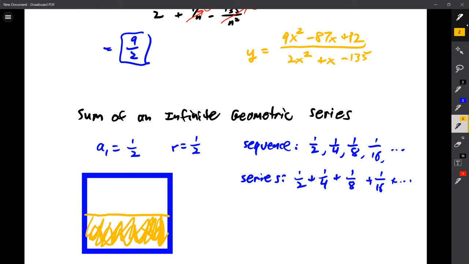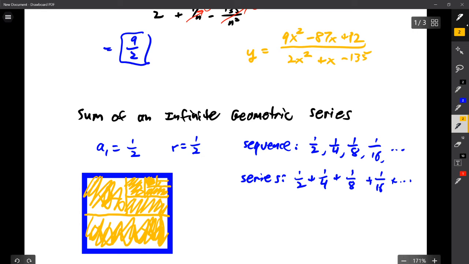But then if we add the next term, we're adding a quarter. Well, that would be like adding this, right? And then the next thing that we're adding is 1/8, which would be like adding this, half of the quarter that's left. And then next we're adding 1/16, which would be like adding this. And the next would be adding 1/32, like adding this. And after that would be adding 1/64. Next after that would be adding 1/128, and next 1/256, like adding this.